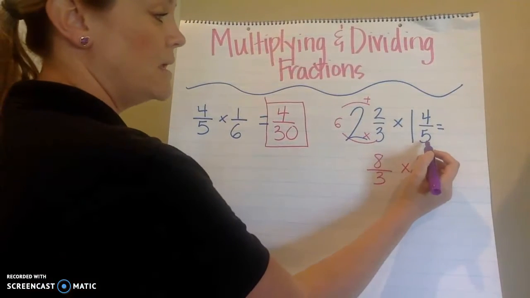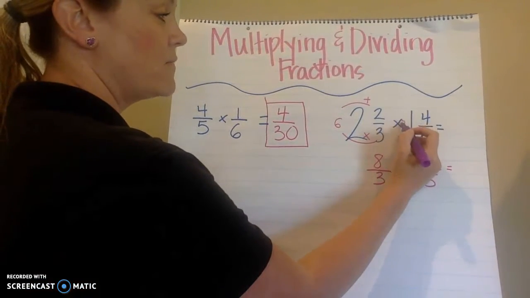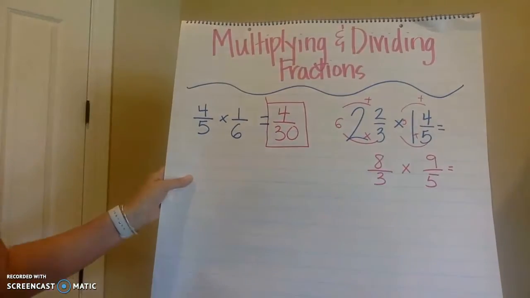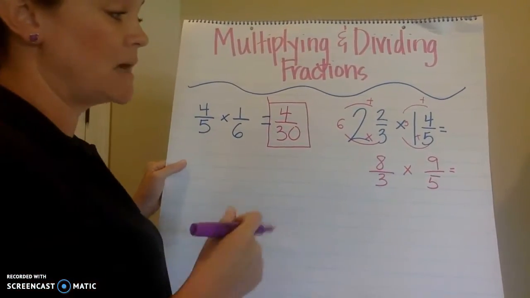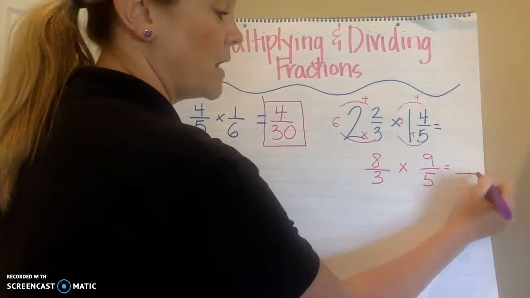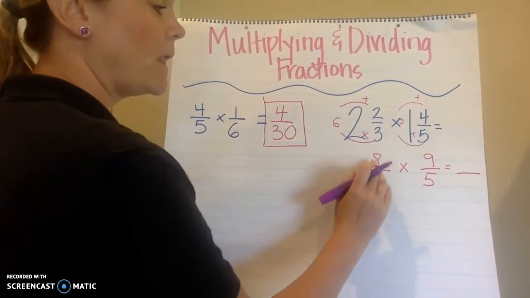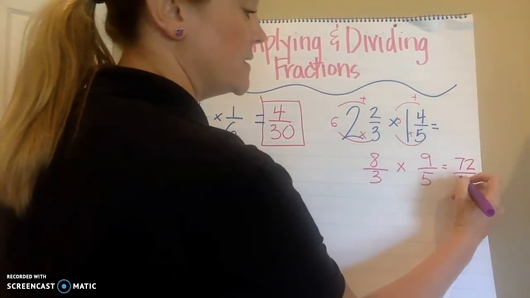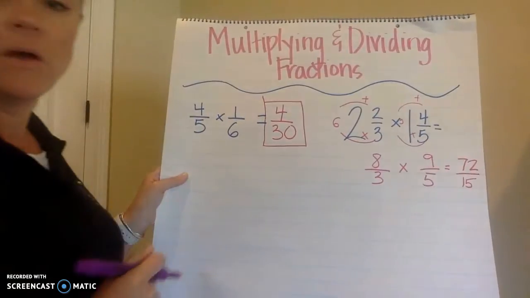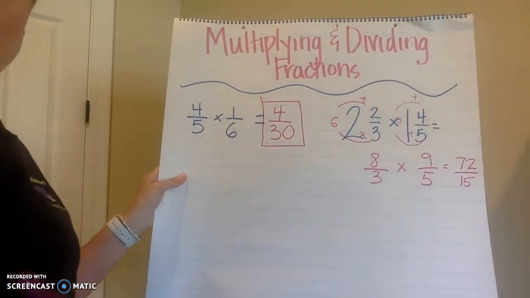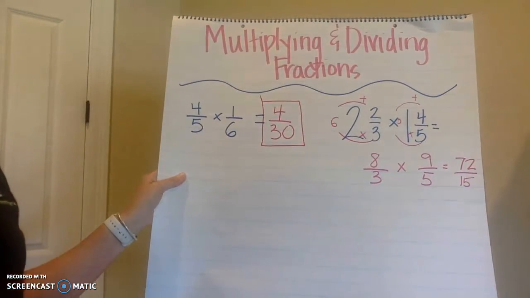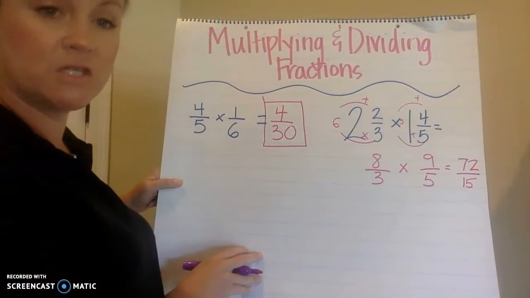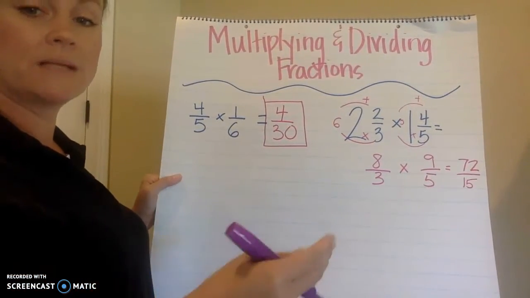Okay, I do the same thing here. 5 times 1 is 5. 5 plus 4 is 9. So now I'm just multiplying 8/3 times 9/5, and I can just multiply that straight across. 8 times 9 is 72, and 3 times 5 is 15. Now, we know that that is a large improper fraction, or a fraction greater than 1, and that we would need to divide that because fractions are the same thing as division, so that we get our mixed number.